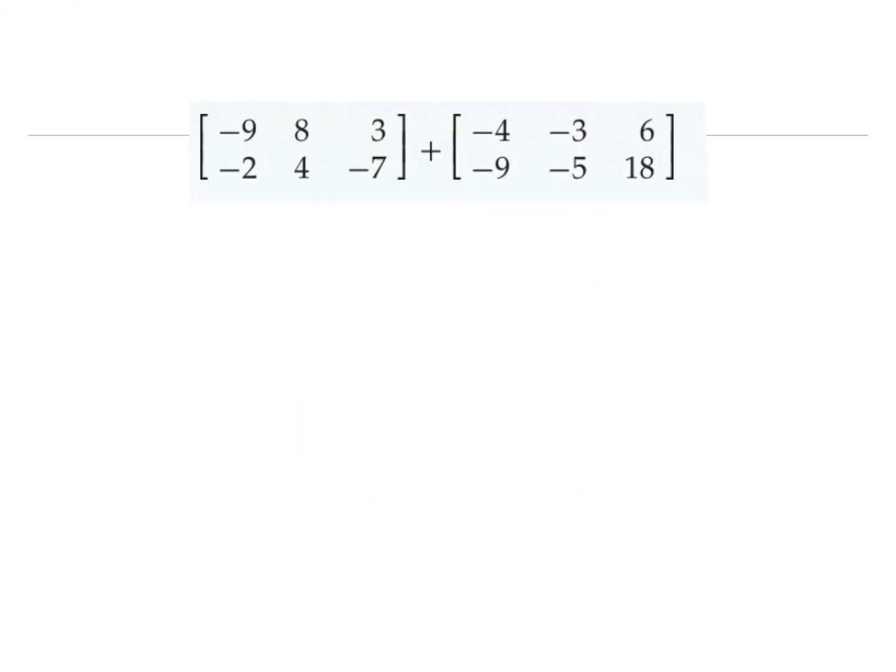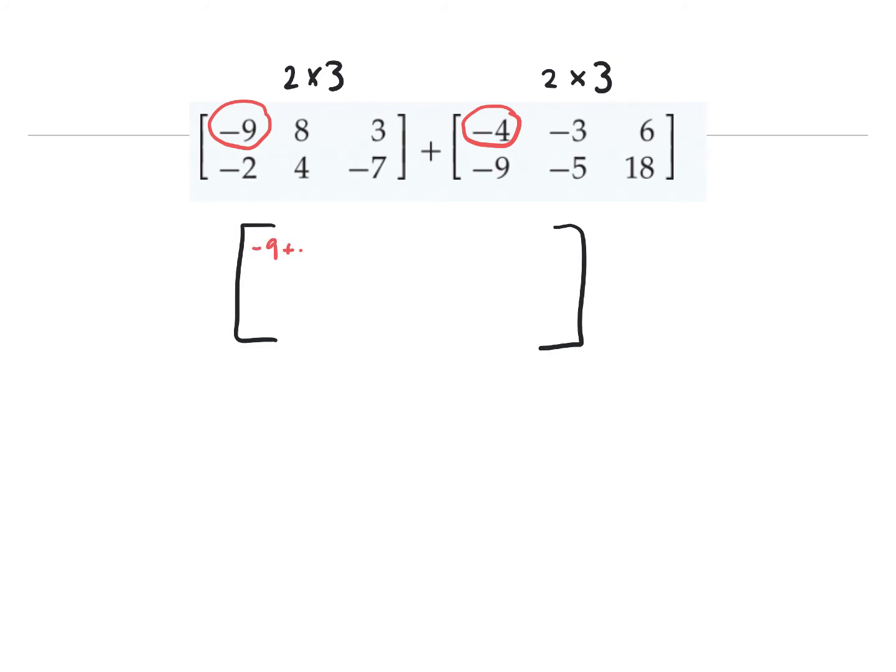All right, next one, we're adding them together. First, we have to check, are they the same size? Yep, we have a 2 by 3, so 2 rows, 3 columns, and 2 by 3, 2 rows, 3 columns. So we can add them together. So negative 9 plus negative 4. Then we would have 8 plus negative 3.